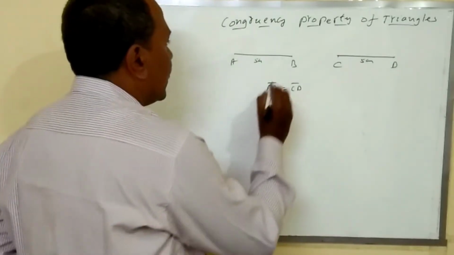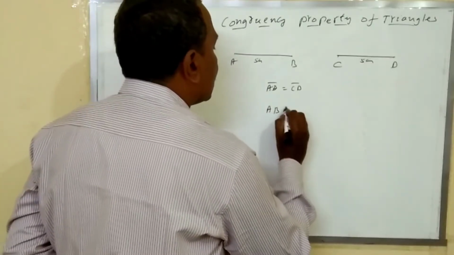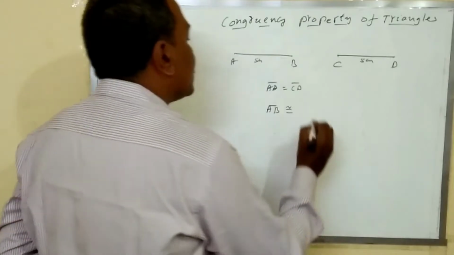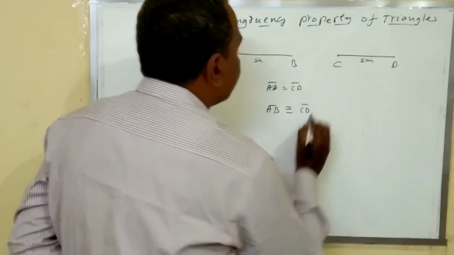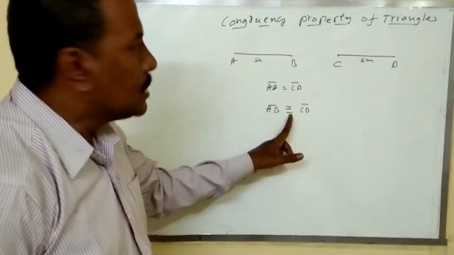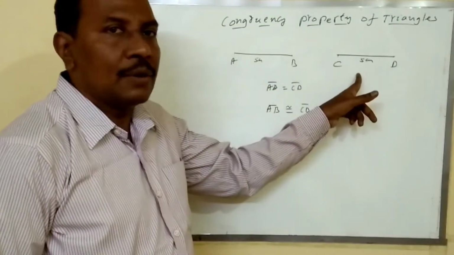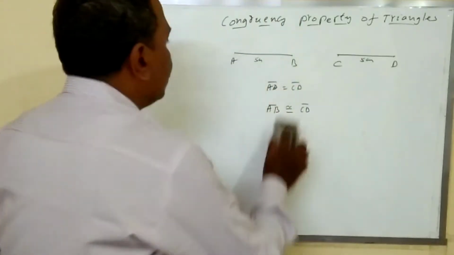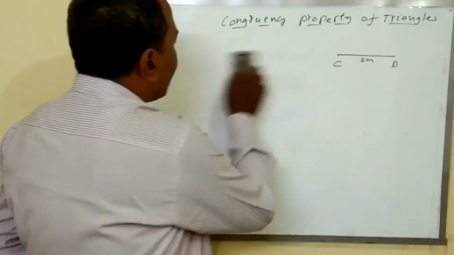So we can say that the line segment AB is congruent to line segment CD. So this is the symbol for congruency. So here two line segments are congruent if they maintain the same length. Similarly, we will take another figure.